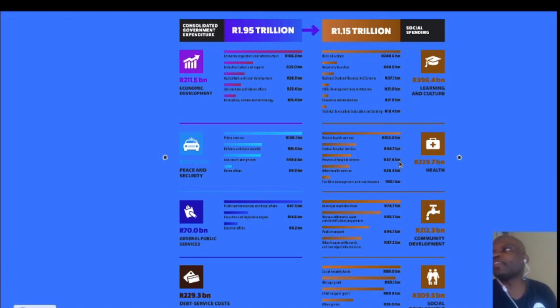And you can see that the biggest components are learning and culture, health, social development and so on. These are exactly the problems South Africans need to be able to talk about and actually solve, because it won't be enough to keep all of these programs and just reduce the civil service. You actually need to cut down on some of these programs too.